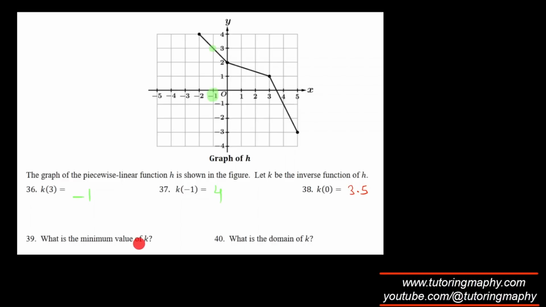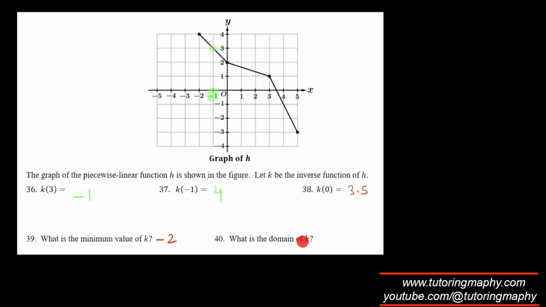What is the minimum value of k? Minimum value of k is basically the minimum, and remember, k is the inverse. So minimum value of k will be the minimum x value of the h, right? Minimum x value of the h function is -2. So that is actually the minimum k value.